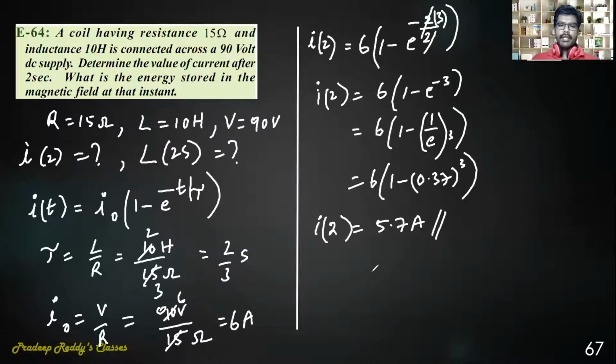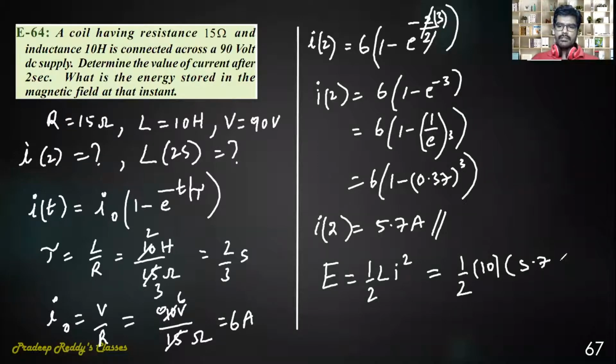Now I want to find out energy stored. As you know, energy E is equal to half L I square. Inductance value does not change. Half inductance value is 10 Henry into current at that particular instant is 5.7 whole square, right? This gives you energy. It is 162.45 joule.